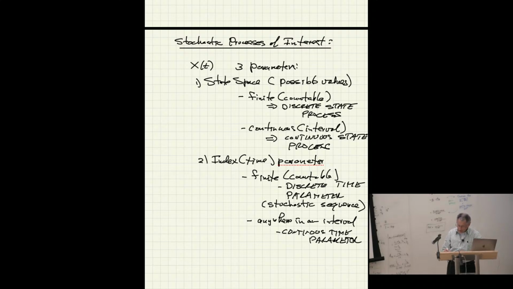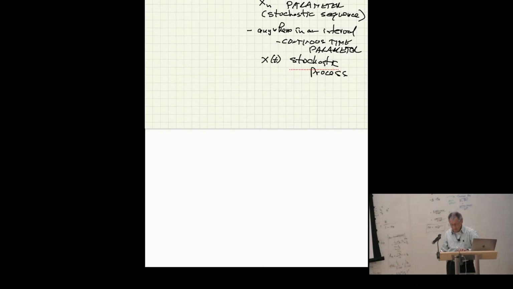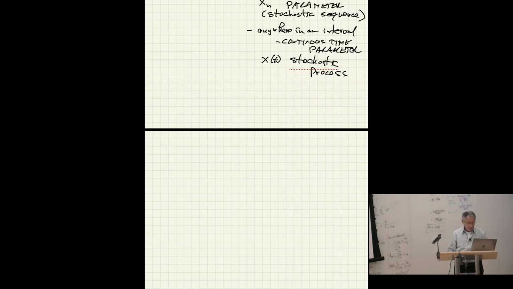In the case of the finite case, we usually denote it as x sub n, where n is the discrete time. And we call that a stochastic sequence. In the case of continuous time, we call it x of t, as I started out, and that's basically called a stochastic process. Now, the third thing, besides the space and the time parameter, is basically the statistical dependencies.